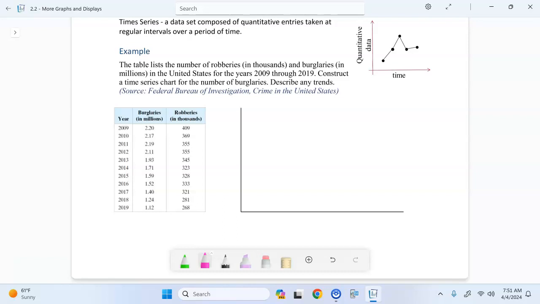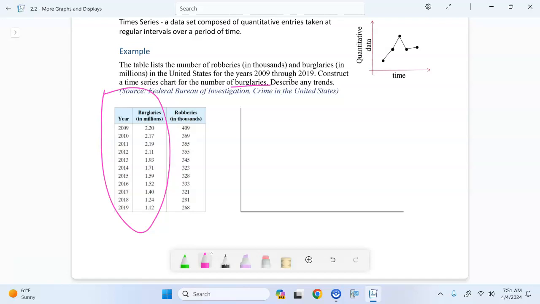and then your vertical axis represents whatever else that you're looking at. So if we want to describe the number of burglaries, we're just going to look at the burglaries column. We could also plot robberies, but because they're in different scales, it's not going to be quite right. But you often will see time series data, multiple things plotted along the same axis so you can see how each one changes over time.